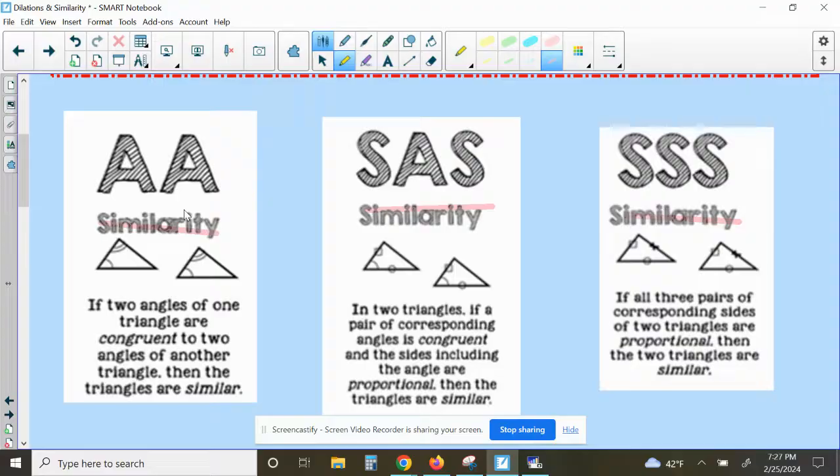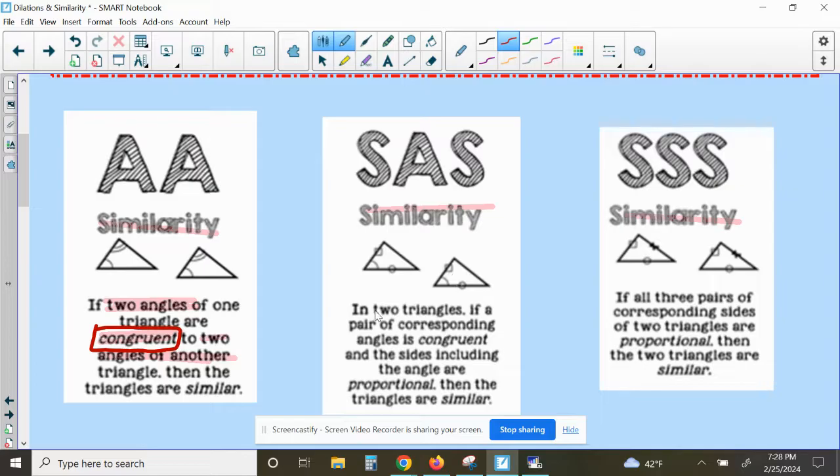There's angle, angle, and that means if two angles of one of the triangles are congruent to two angles of the other triangle. So if we have two angles, and they have to be congruent. So make sure you realize that is congruent. Then we have similar triangles.